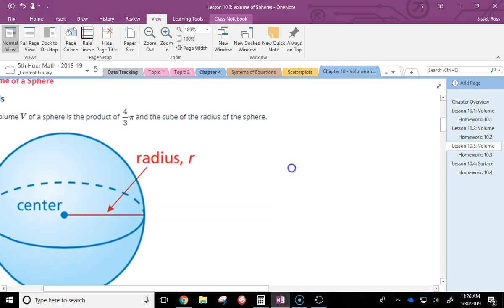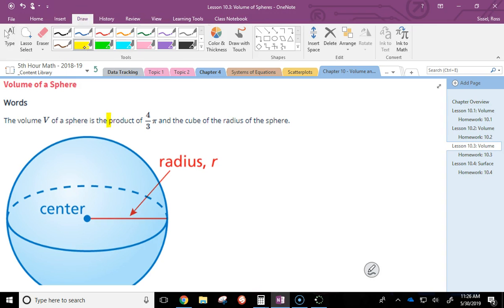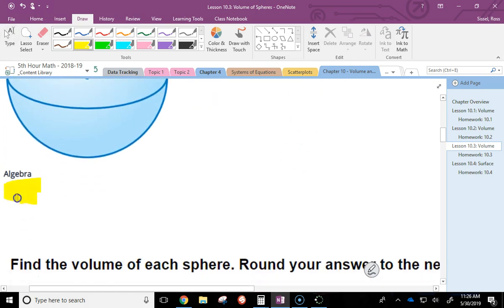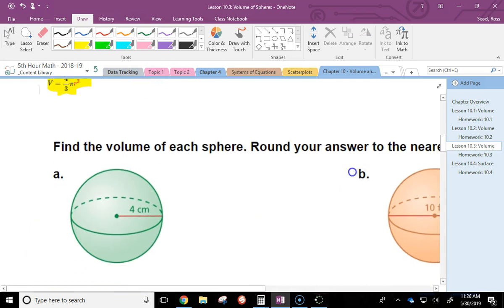So you're going to see that the volume is the product of 4/3 times pi and the cube of the radius. So we're not even going to use height. The way this all comes out is volume is 4/3 times pi times radius cubed. So once you have that, the rest of this should be easy. It's just solve an equation. So we're only going to do a couple of them.